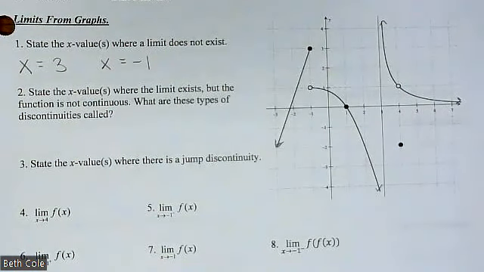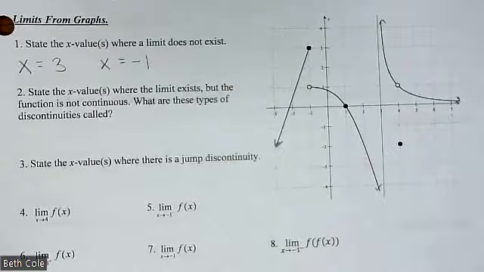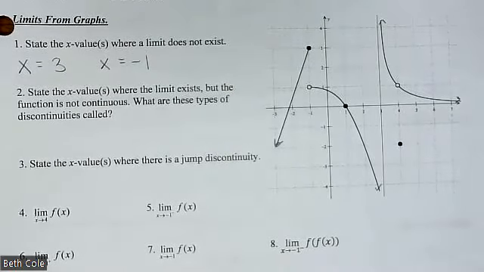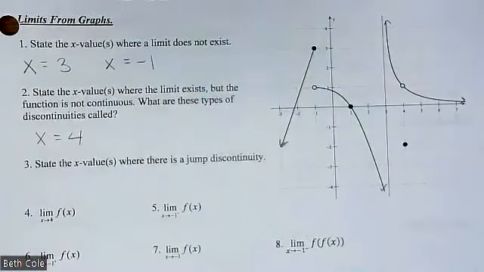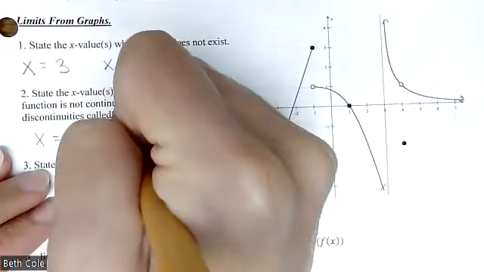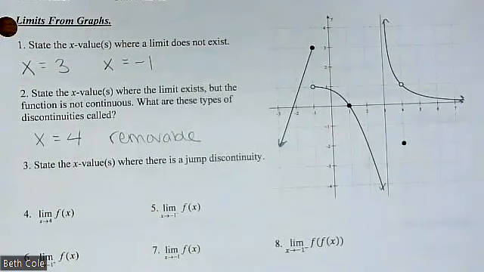All right, number 2, state the x values where the limit exists, but the function is not continuous. So which one is that? Where we have a limit, but the function's not continuous. That would be 4. And is that removable or non-removable? That's removable. So there is a limit, but we're not continuous. It's like, haha, tricked you, I stole the point, it's over here now.